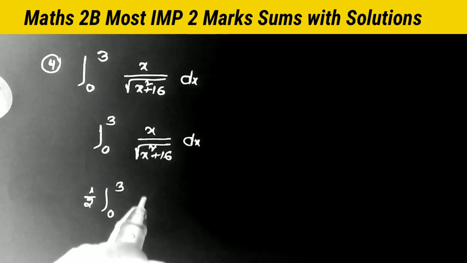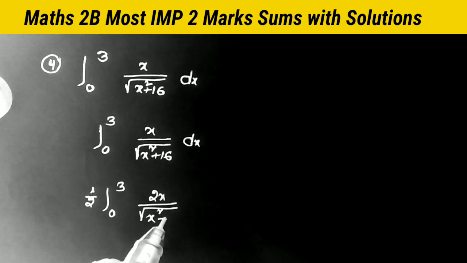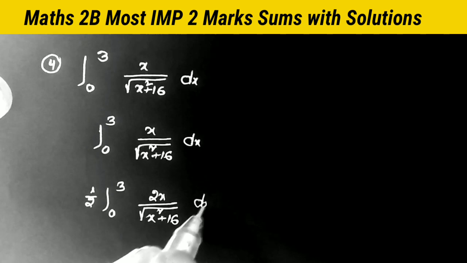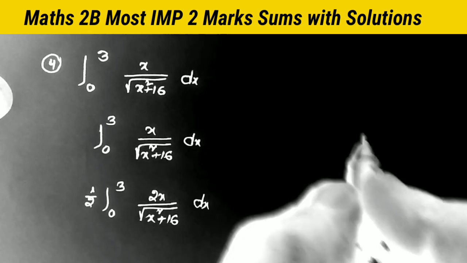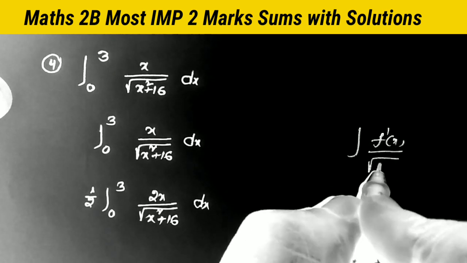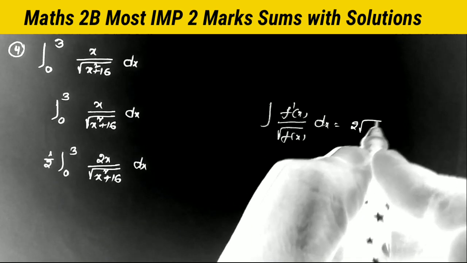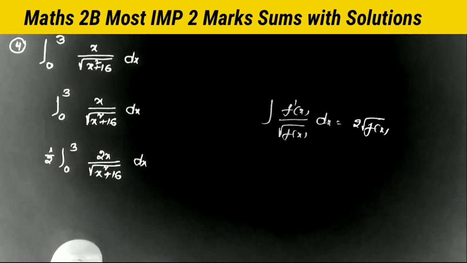That is 1 by 2 into integral 0 to 3 2x by square root of x square plus 16 into dx. Now clearly this is in the form of f dash of x by root f of x. And what is the answer for this one? Integral f dash of x by root f of x into dx is equal to 2 root f of x. That's all. So applying that formula here.